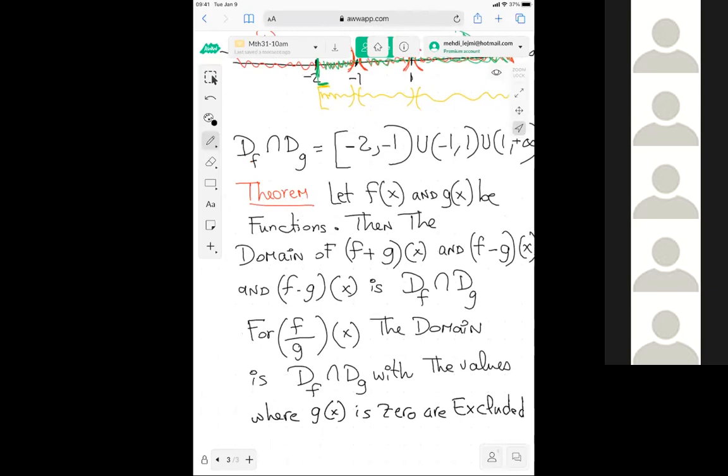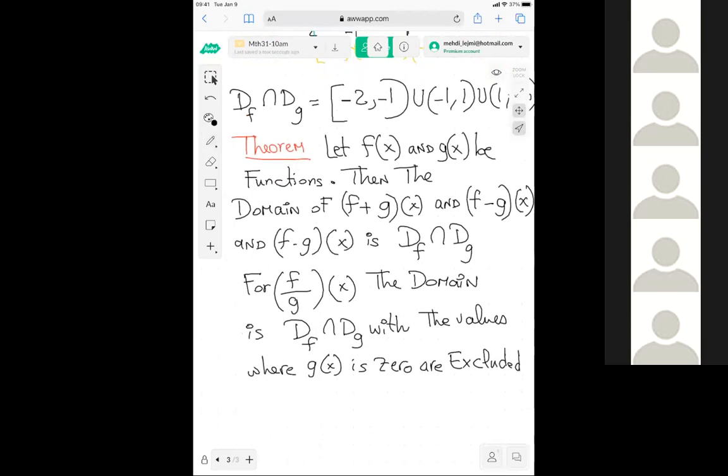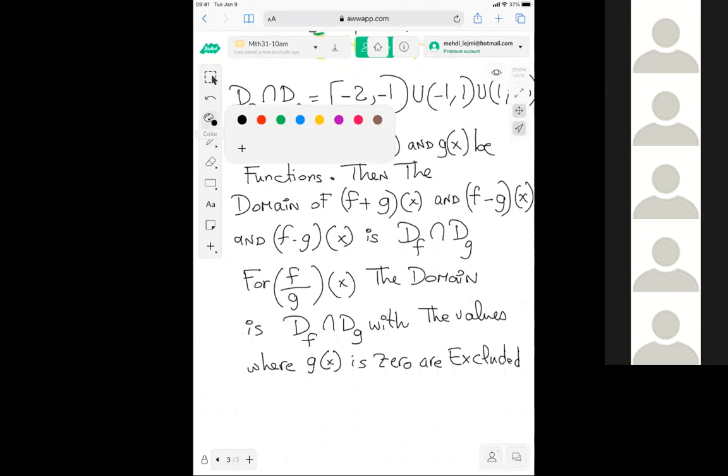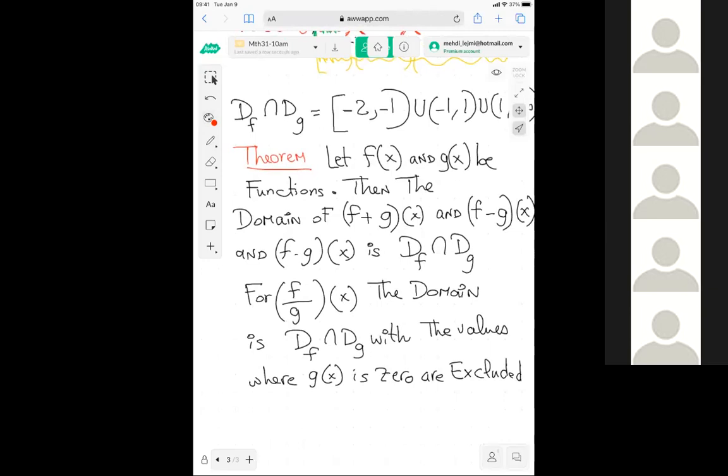Anyway, this is just to let you know why I'm doing this intersection, or common domain. We're going to see this theorem in detail tomorrow with more examples. Tomorrow, I will give more details about this theorem.